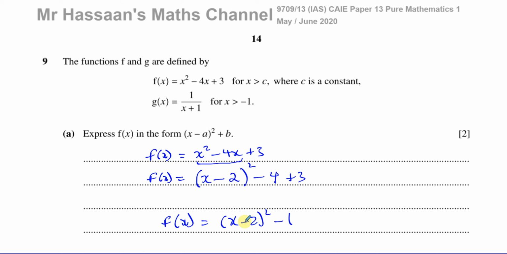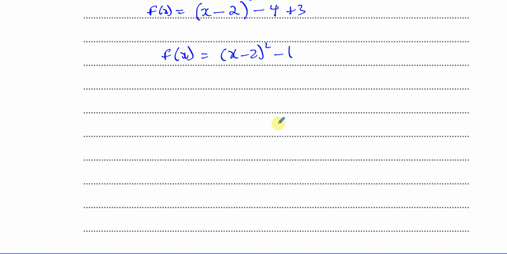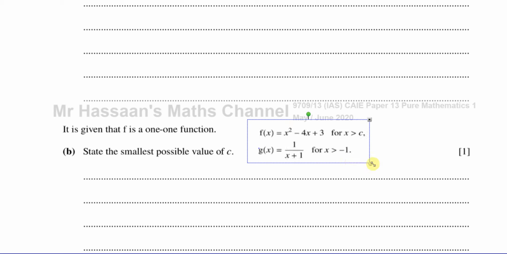So I've completed the square. I've expressed f of x in this form, and that's the answer. And you can check your answer if you want: x squared minus 4x plus 4 minus 1 gives x squared minus 4x plus 3. So this is the answer to part A. I don't know why they give us so much space for it, but that's fine. So x minus 2 squared minus 1 is just an alternative way of writing f of x. So I'll write it over here.